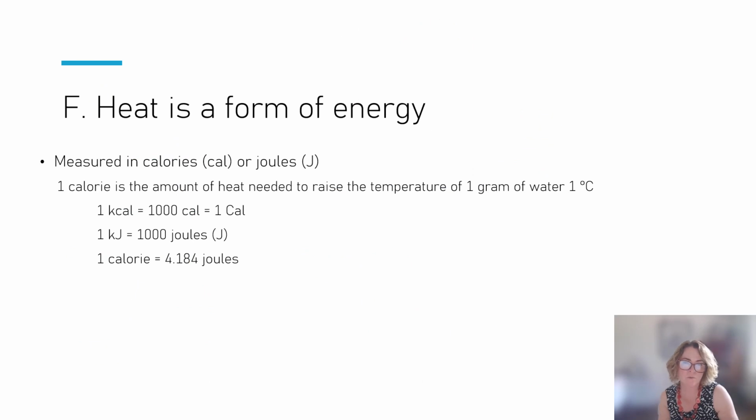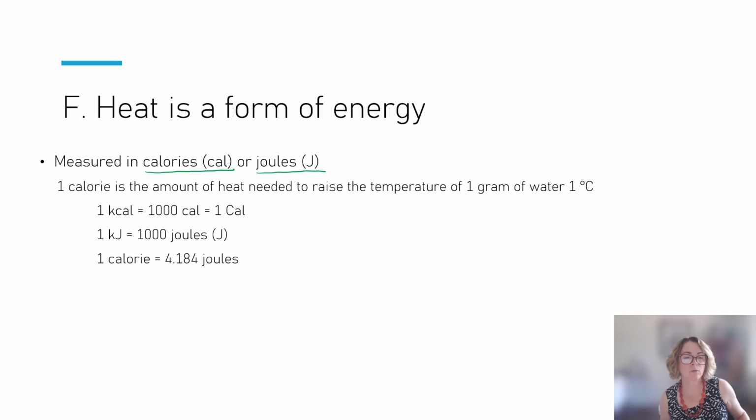Okay, so heat is a form of energy, and this is something that can be measured. And so we're going to be focusing on two units for measuring heat, and that's going to be calories, and the symbol we're going to use there is cal, and joules is a capital J.